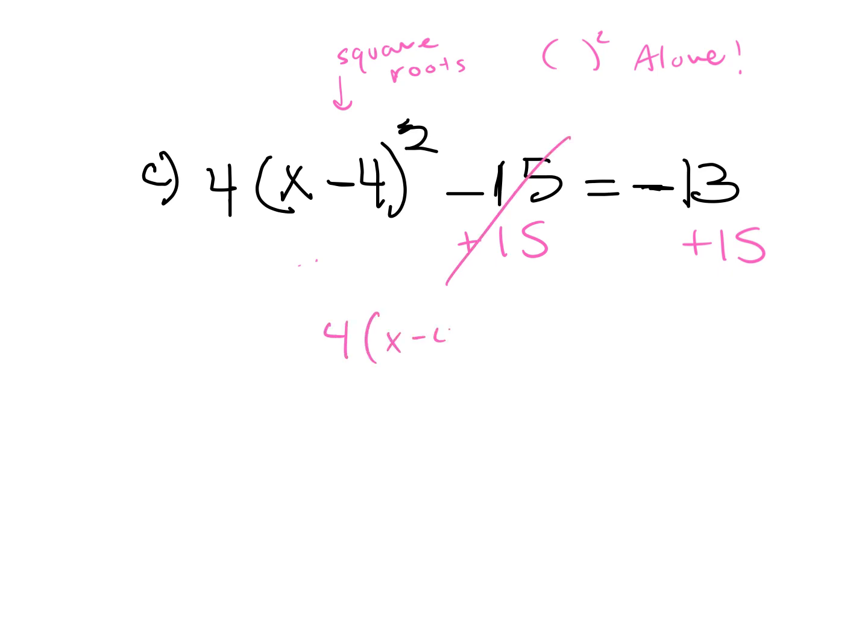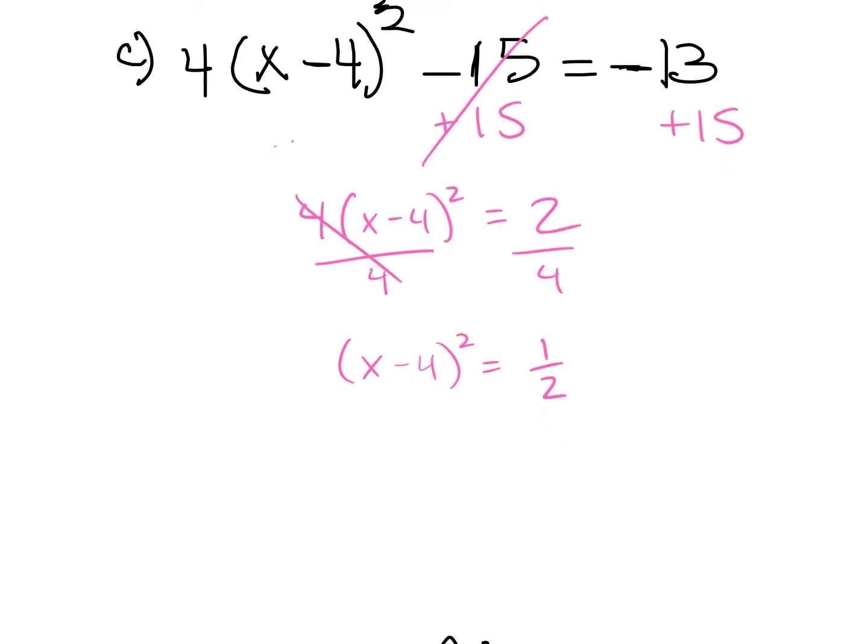So 4 times x minus 4 squared is equal to 2. Now what can I do? Before that, divide by 4. So x minus 4 squared is equal to, can I simplify 2 over 4? 1/2, perfect. And then what can I do next? Square root both sides. What do I have to remember to include when I take the square root of both sides? Plus or minus. This would be plus or minus square root 1/2.